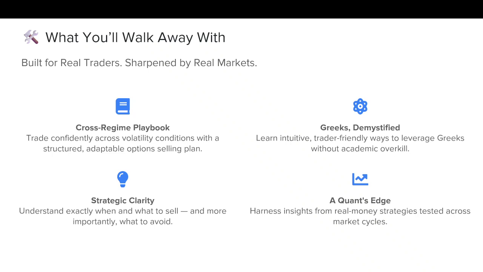What you will walk away with? This masterclass will not be theory. It will be actionable clarity. You will gain a robust, repeatable options playbook that will hold its ground across all IV regimes. You will learn how to trade low, high, normal, spike, everything. Whether the market is stable or chaotic, you will know exactly how to position.